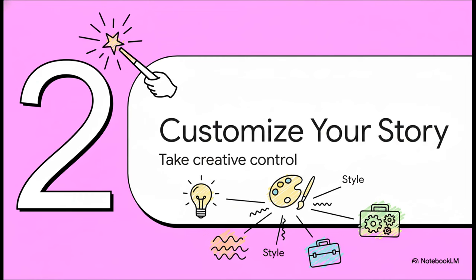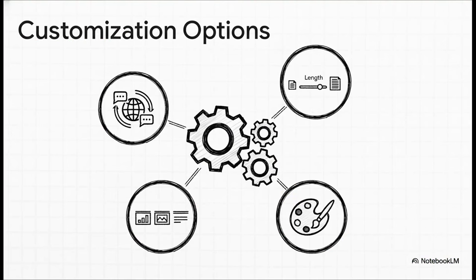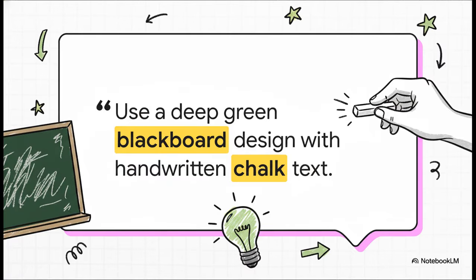See, you're not just stuck with whatever it spits out first. You can actually step in and direct the AI to build something that perfectly fits what you need, your style. You get a ton of control over the really important stuff. You can change the language, obviously. You can tweak the length, make it a short summary, a default version, or a really long deep dive. You can choose the type of deck, and this is the most impressive part. You can define the entire visual theme just by typing what you want. And I mean, you can get super specific with it.